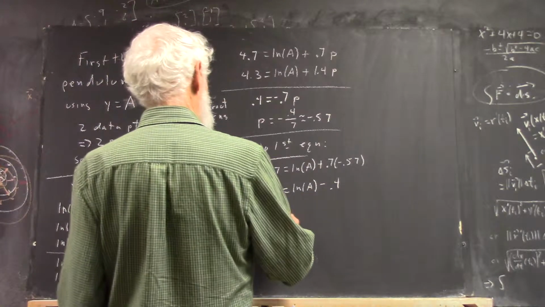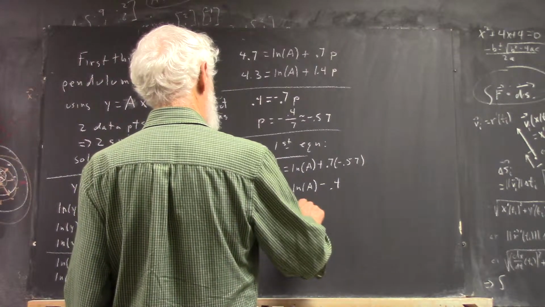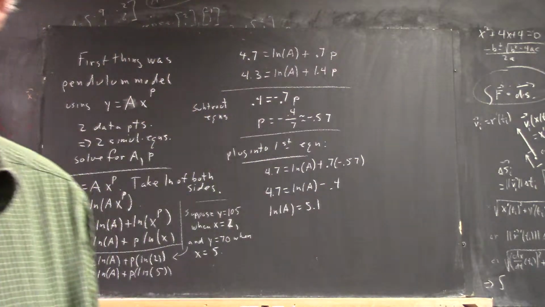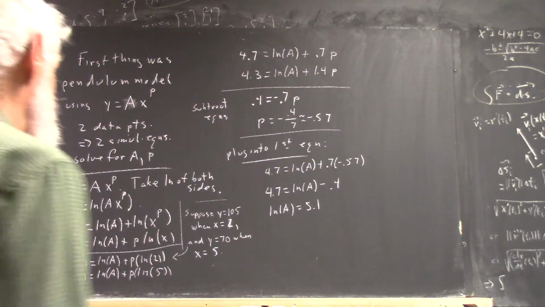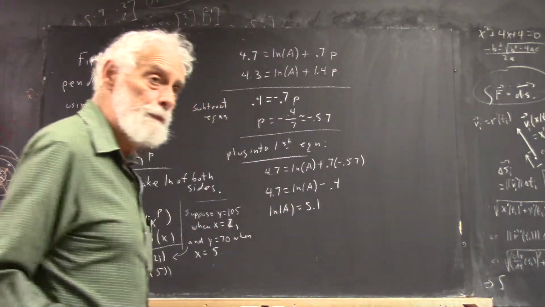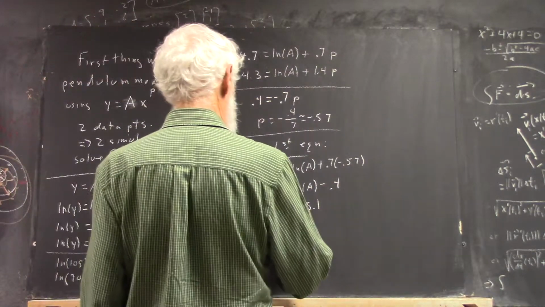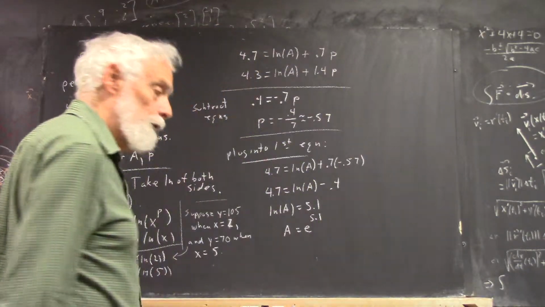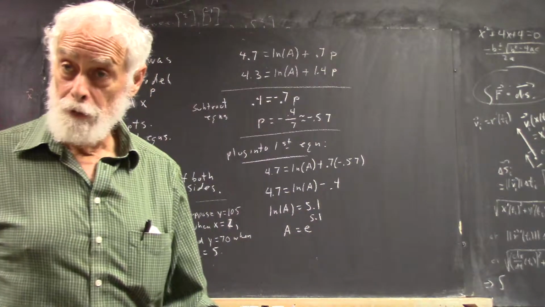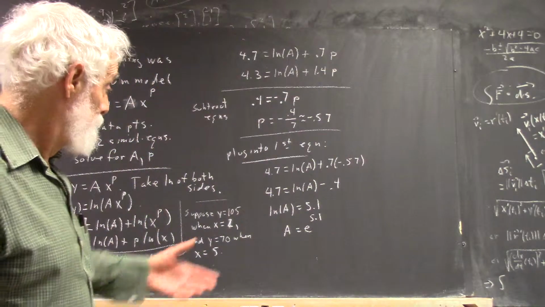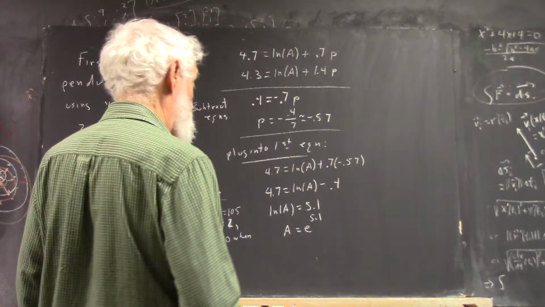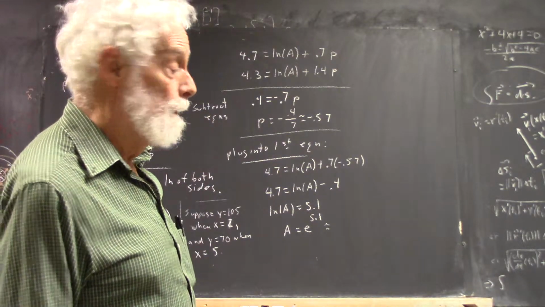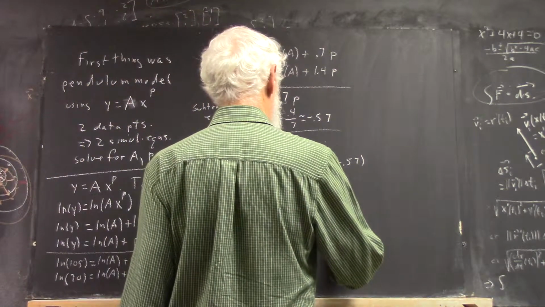So the natural log of A equals what? Well, I add 0.4 to both sides. You get the natural log of A is 5.1. How do you solve that? You change it to exponential form. Natural log is the inverse of the exponential function, which is A equals e to the 5.1. And everybody knows that e to the fifth is about 50 times 2.735, so say about 140.